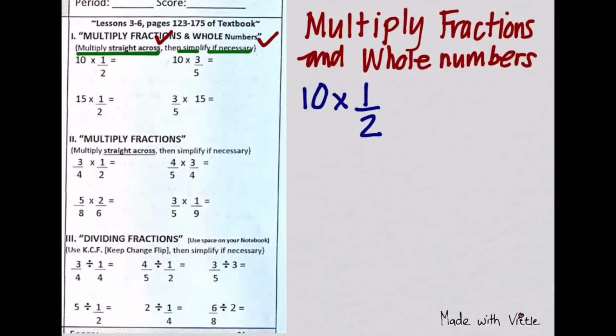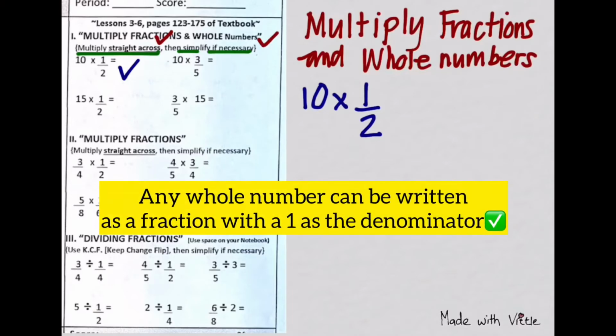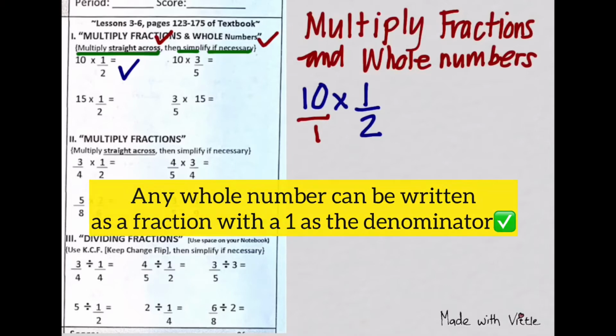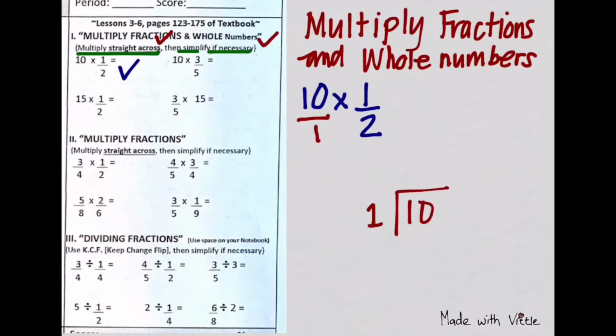Now let's take the first example, which is 10 wholes times 1/2. When you see a whole number like 10 wholes, you have to write it as a fraction, and any whole number can be written as a fraction by having a 1 whole at the bottom, and you didn't change the value of the whole number because it's still 10 wholes. If you top in bottom out that 10 divided by 1, then it's still gonna be 10, okay?